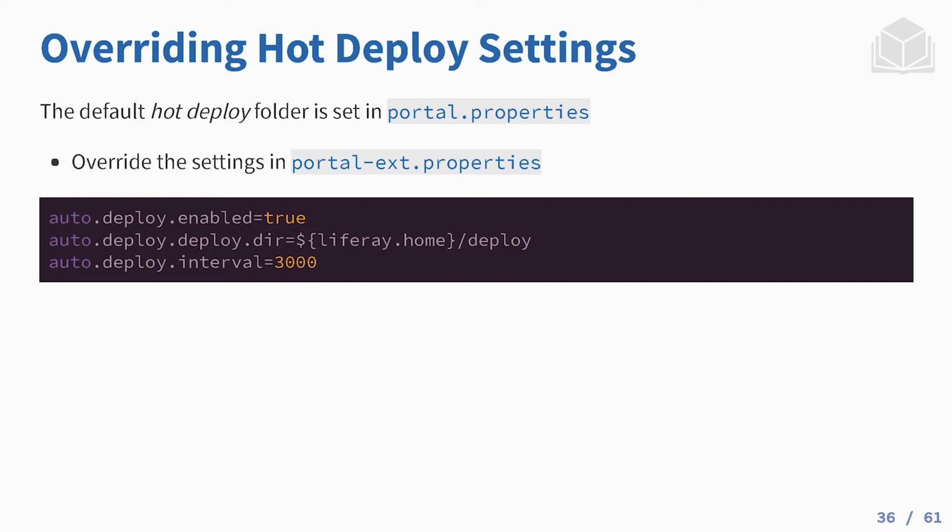So where should it be? Where is my deploy folder? And the auto deploy interval, that's actually quite fine. This is not a performance drain. If Liferay checks every 3 seconds if there is something, you won't notice that in terms of performance.